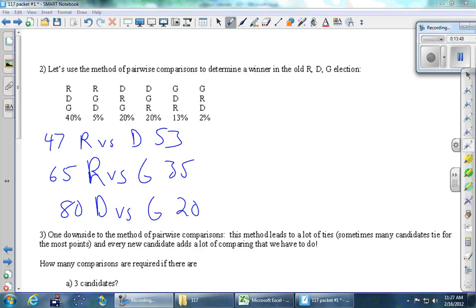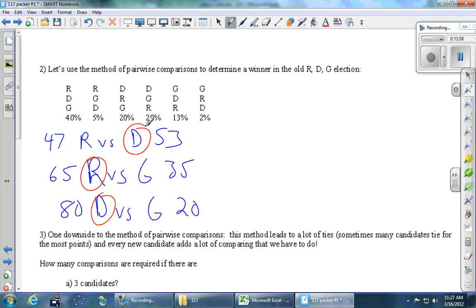Who wins the first, R versus D? D gets that. Who wins the next one? R. Who wins the last one? D. And so now we're awarding points. So here are the points, R, D, and G. Every time you win, you get a point. Every time you lose, you get zero. Who gets the first point, we said, is D. Second point, R. Third point, D. One point for R, two for D, zero for G. Who wins? D wins with 2 points.